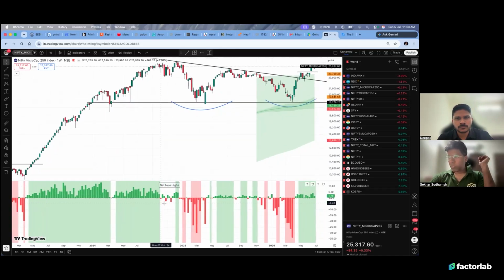And once it moves to white, it basically means it is indecisive. There are reds and greens. The moment it shifts to red, it is a bearish zone. So this is how we can understand what kind of market we are in.